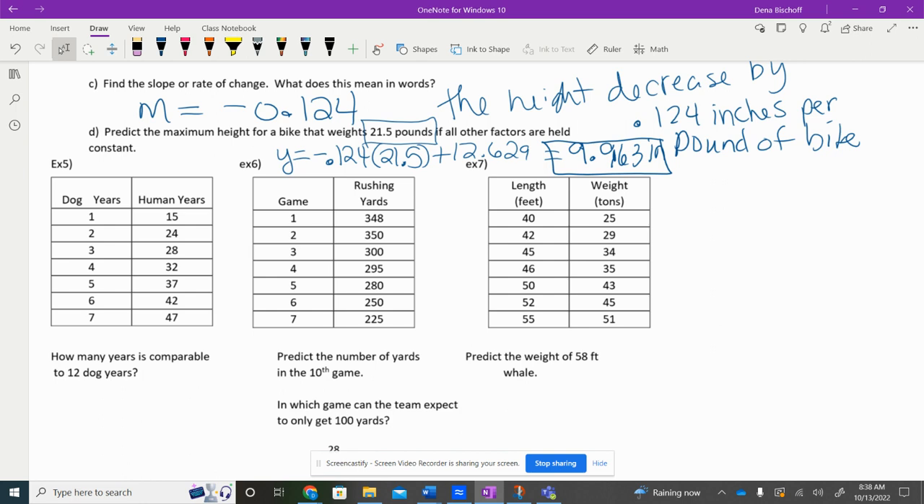I think you guys are doing fabulous. We're needing some equations. What are we doing? We're checking our answers.